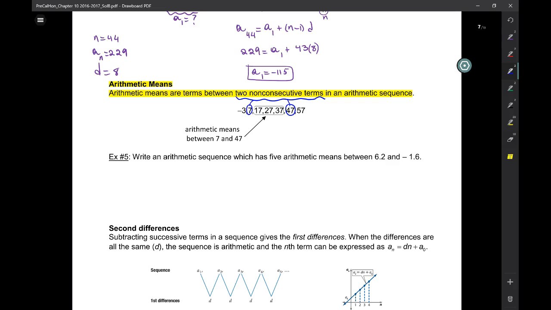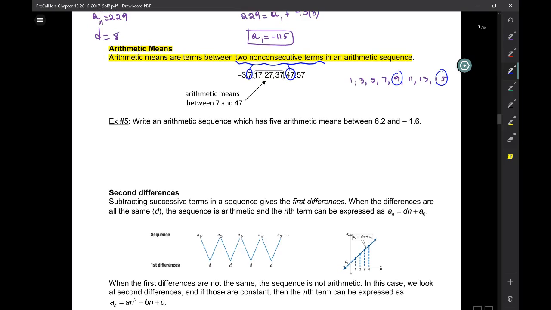So, if I had another sequence, 1, 3, 5, 7, 9, 11, is this an arithmetic sequence? Yeah, because you're adding the same each time. So suppose I pick two random non-consecutive numbers, 9 and 15. What are the arithmetic means between 9 and 15? There you go. Okay?